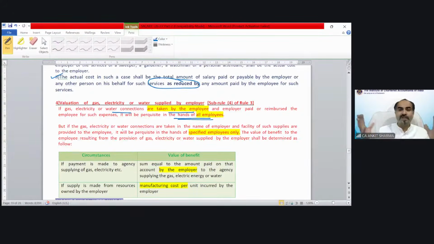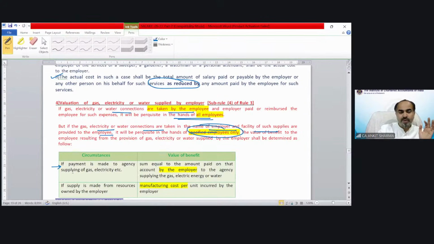So if this kind of facility is provided, this is not for a non-specified employee. This is for an employee who must be a specified employee only. If the gas, electricity, water connection are taken in the name of the employer and such supplies are provided to the employee, it will be a perk in the hands of a specified employee. If a non-specified employee is getting this kind of perquisite, it is not going to be taxed, it would be exempt. There would be two situations.